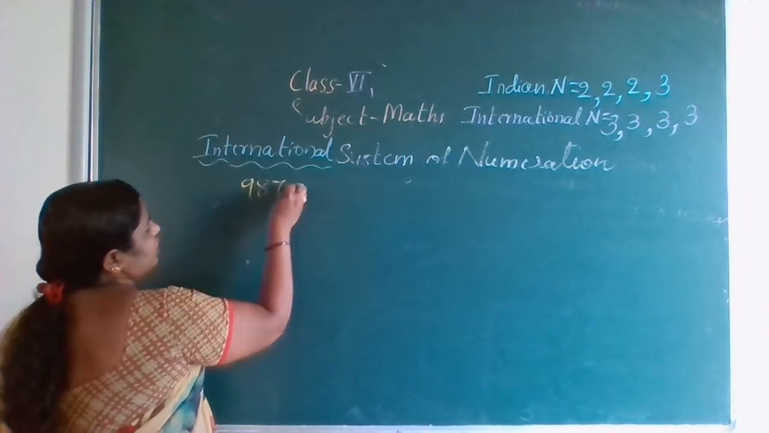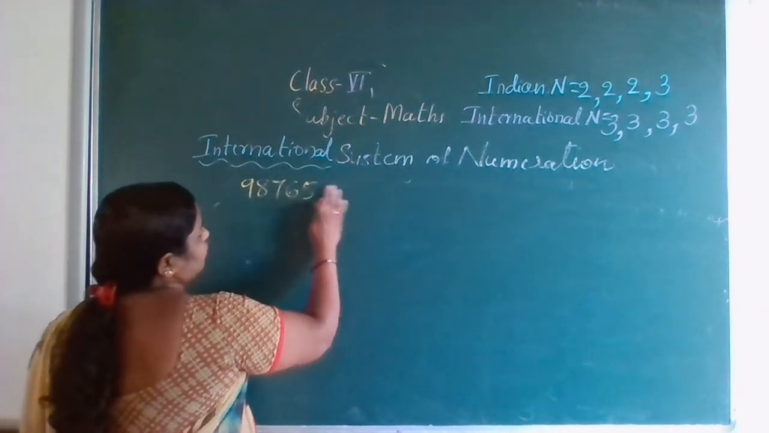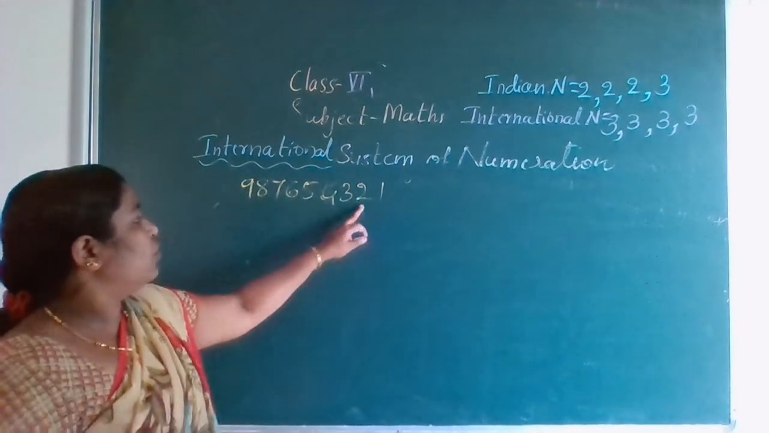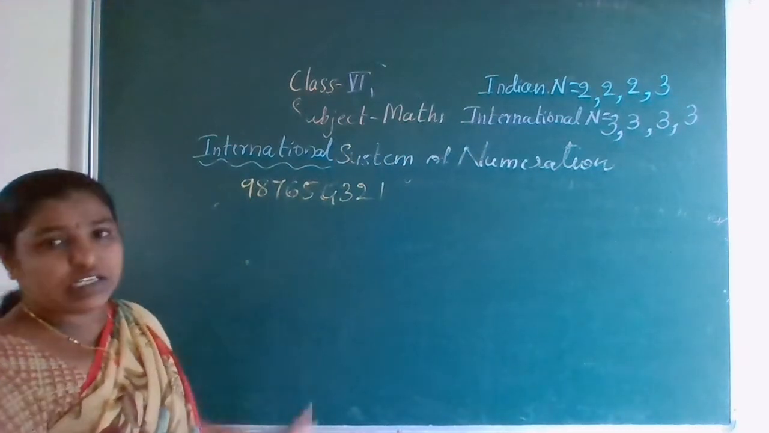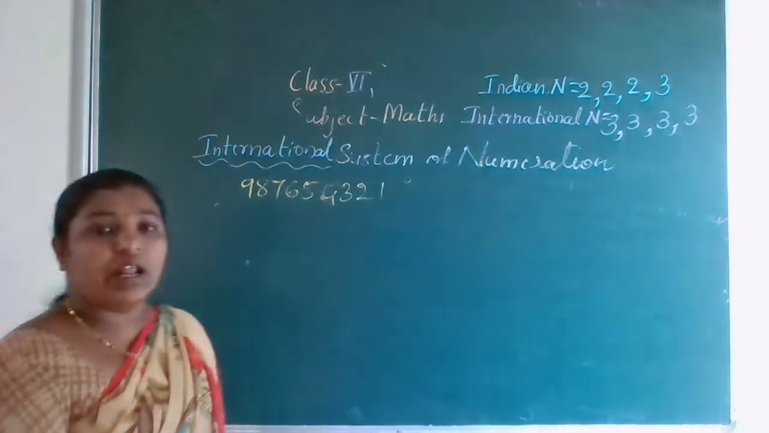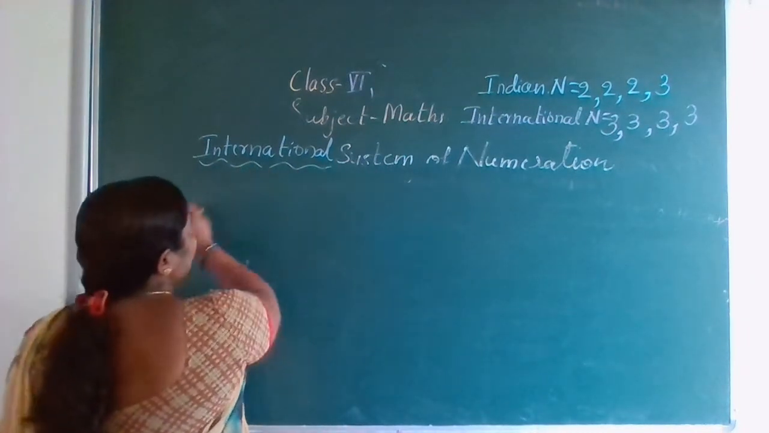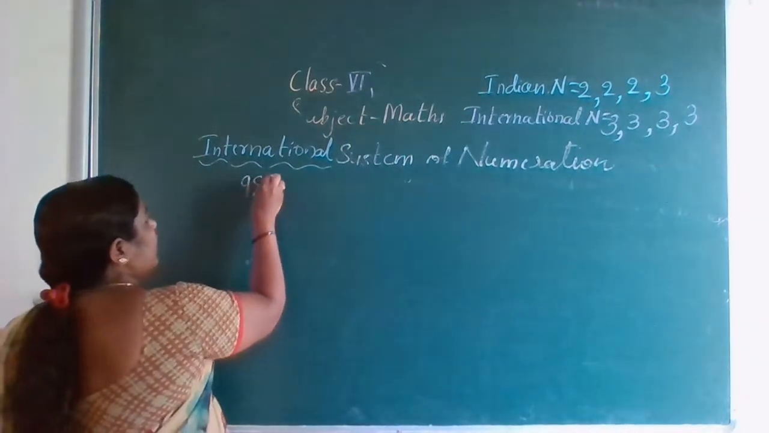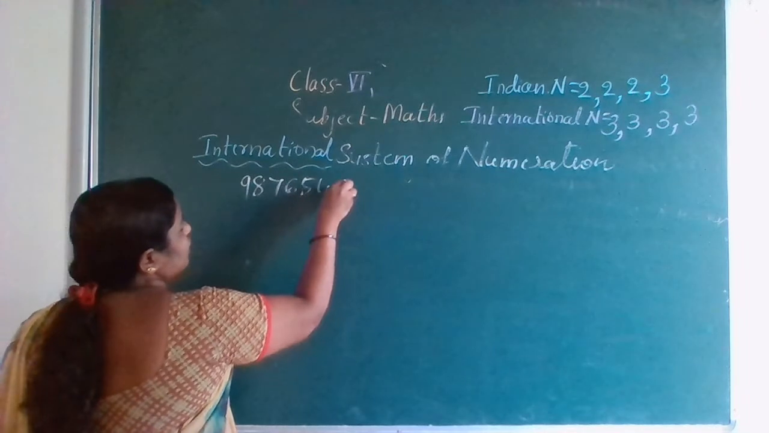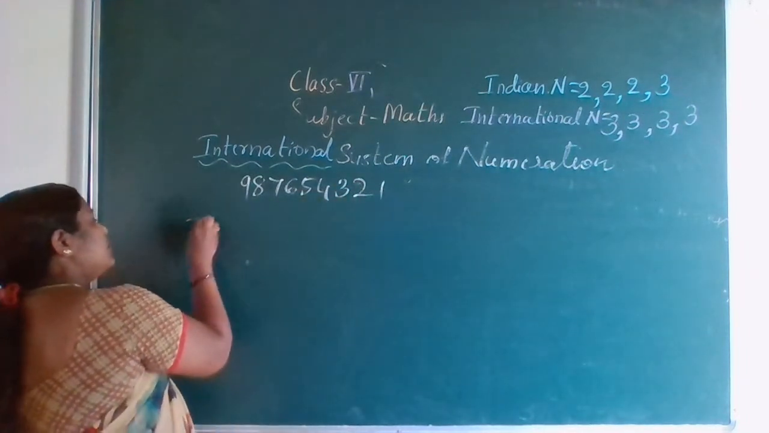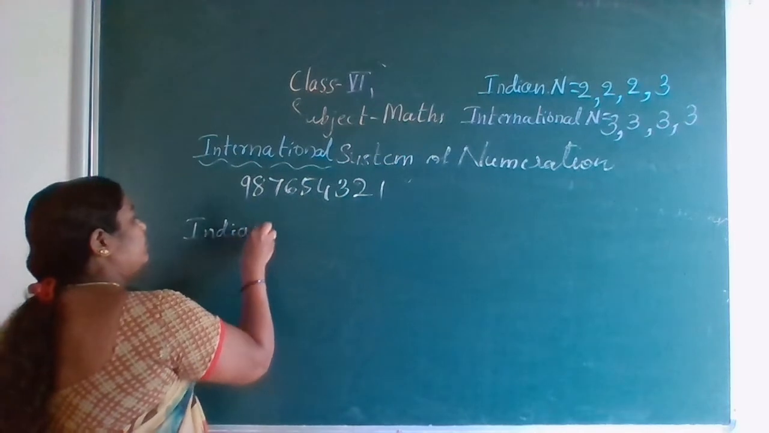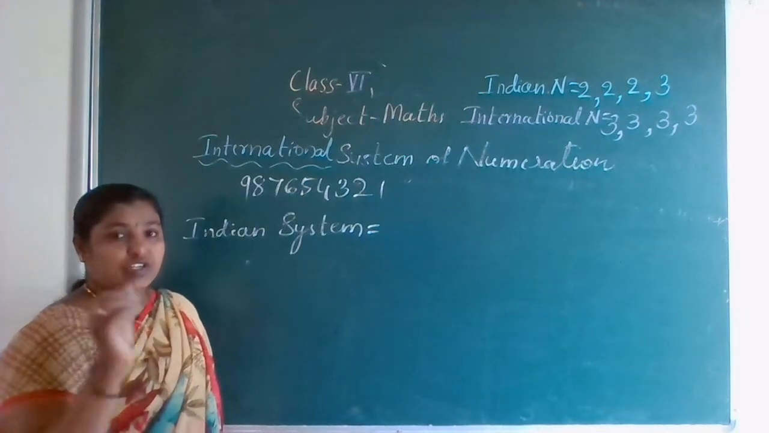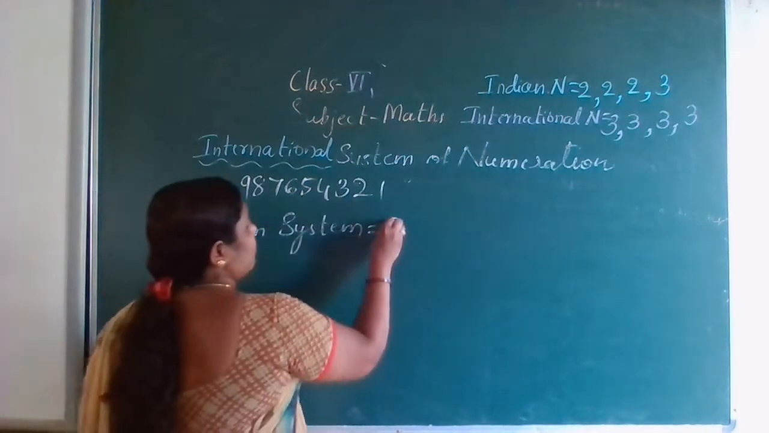9, 8, 7, 6, 5, 4, 3, 2, 1. There are 9 digits. These numbers you should write in the Indian system as well as in the international system. 9, 8, 7, 6, 5, 4, 3, 2, 1. First the Indian system. First write the short form, same number.